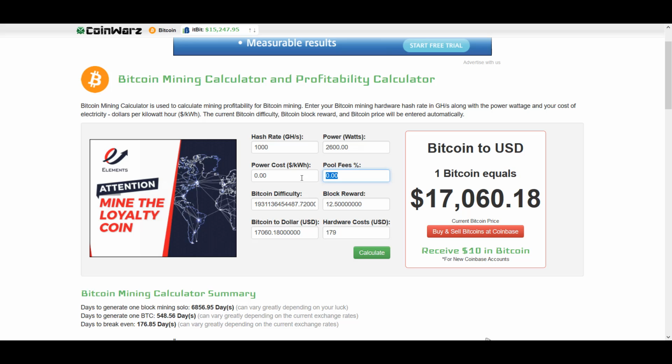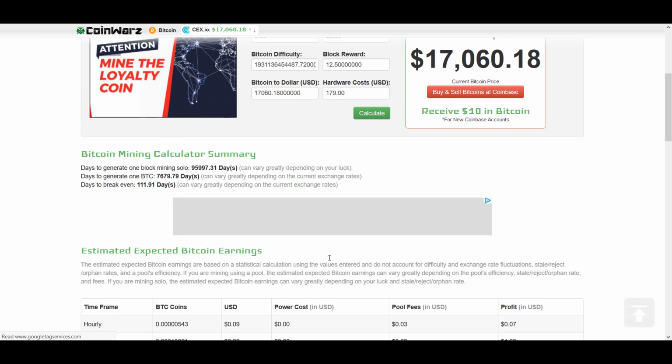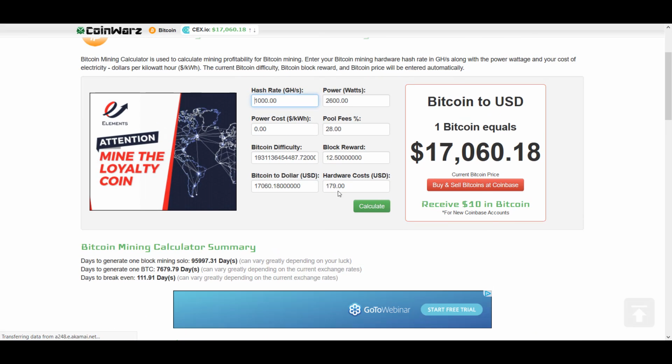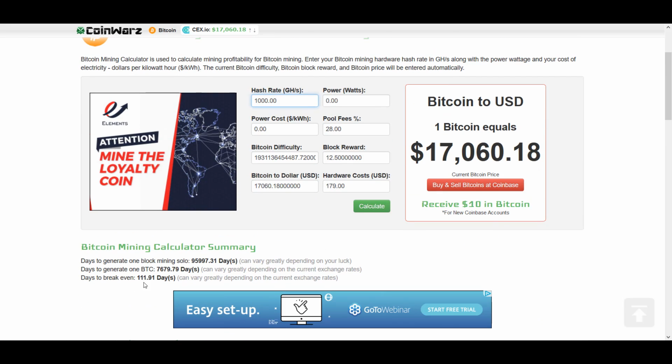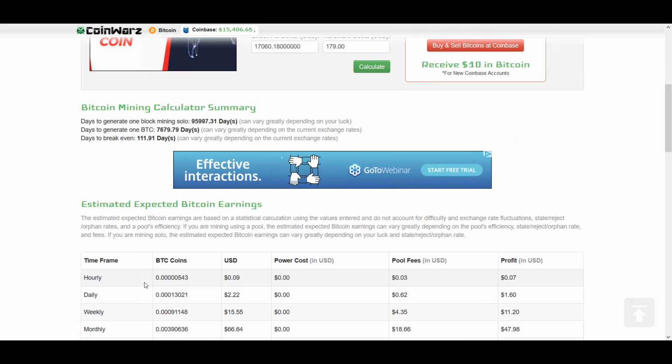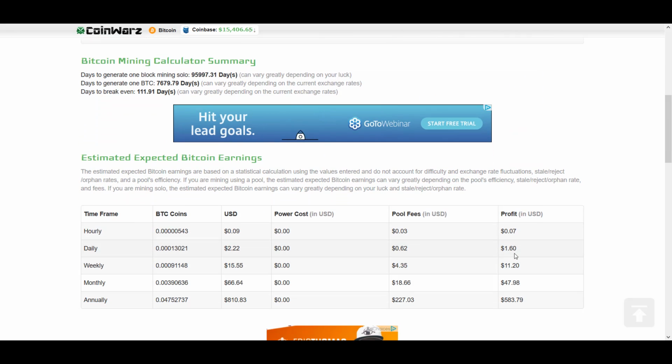Pool fees, 28% is most often used. You can get very specific about that if you want to. You can calculate, and it's $179 per terahash. I don't know if that matters, but that's probably not going to matter. So that's at 111 days. So it's $1.60. As you can see, it's a bit more profitable per day.